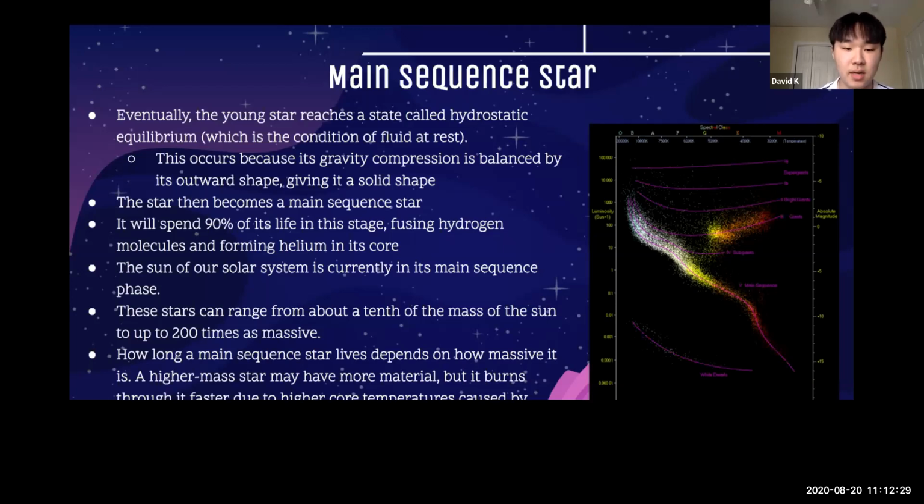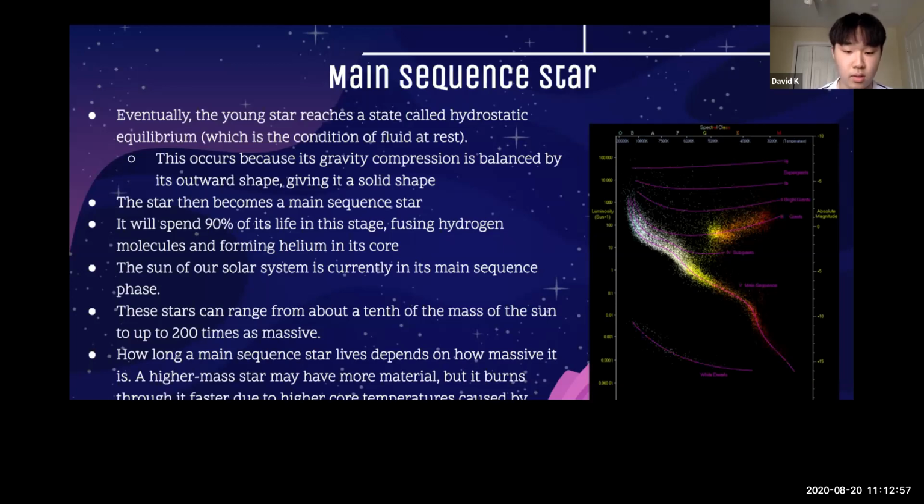It will spend 90% of its lifetime in this stage, which is quite the majority, and it fuses hydrogen atoms and forms helium in its core. These stars can range from about a tenth of the mass of the sun up to 200 times as big. So there's a huge range in which these stars can be sized.